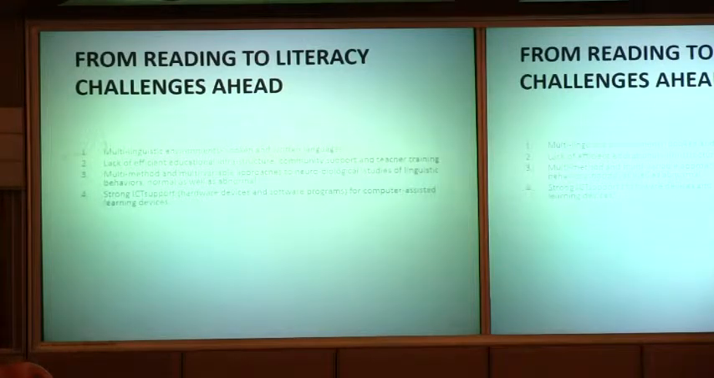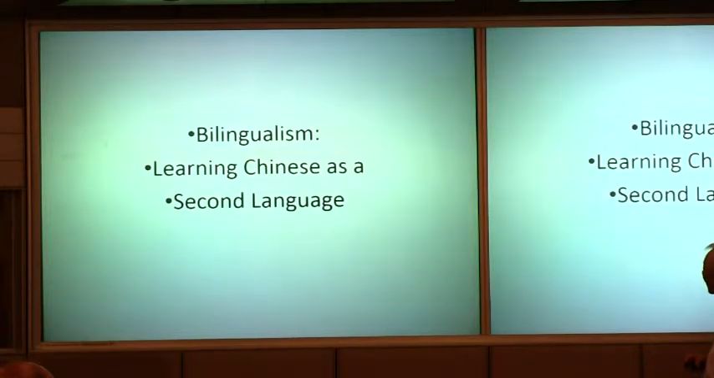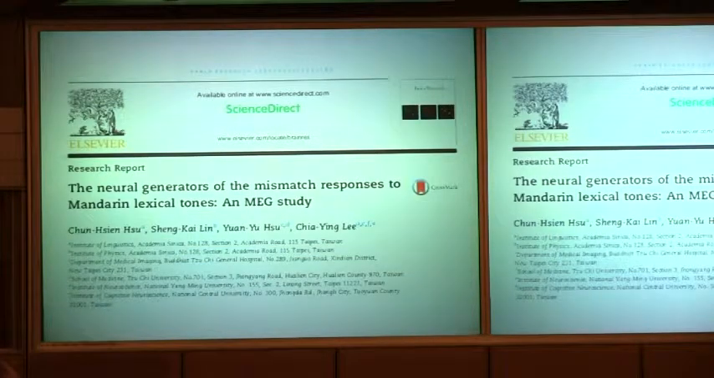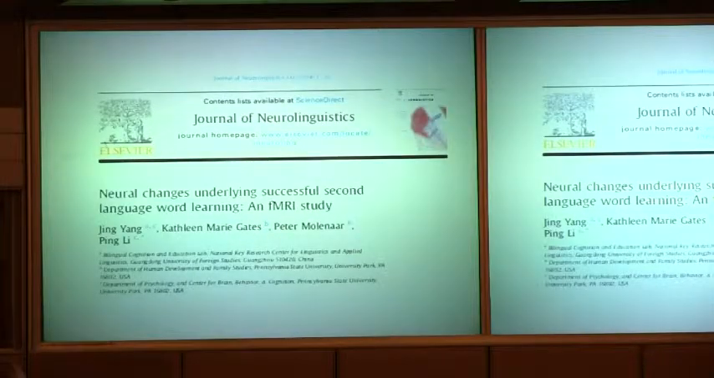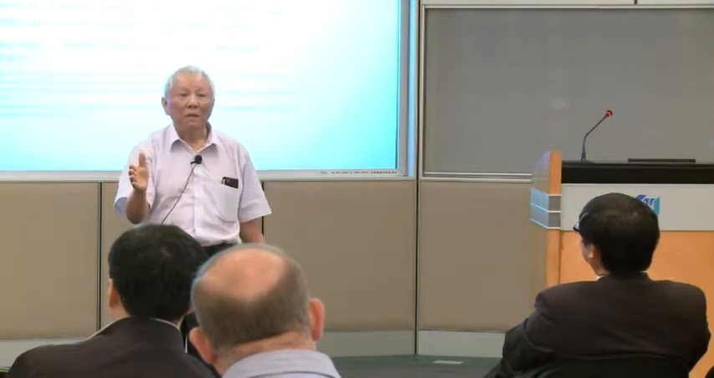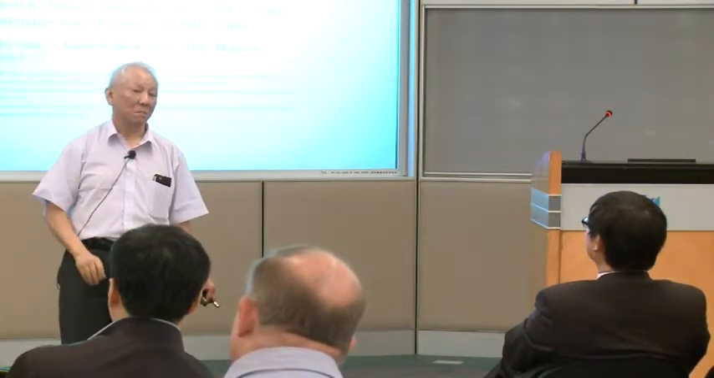So, challenge ahead. Literacy is not just one language. We're talking about literacy in many different languages, multiple languages. So, bilingualism is one. Learning Chinese as a second language, and also something that we need to learn. Okay, I won't get into that. And this is just to show you that when turning, I just said changing. When we have Tone, looking at a second language learner who is not native Tone language, what happened?